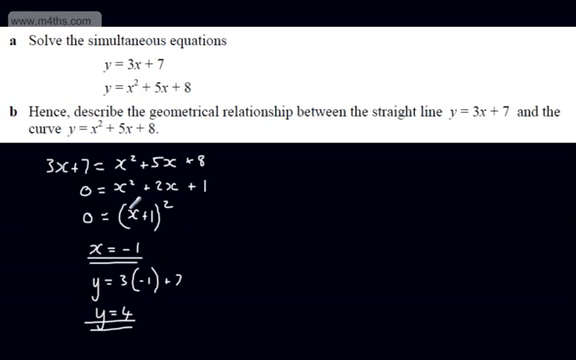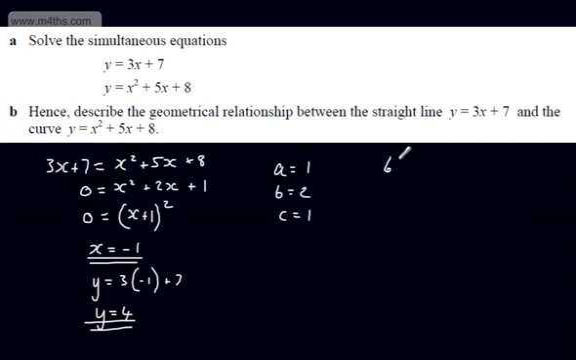In part B, it says, hence describe the geometrical relationship between the straight line y is equal to 3x plus 7 and the curve y is equal to x squared plus 5x plus 8. What we can see here now is that this is going to be a repeated root. If we consider the discriminant here, and we certainly don't have to, we can just see there's one point where this is going to touch. If we look at this, we've got a is equal to 1, b is going to be equal to 2, and c is going to be equal to 1.